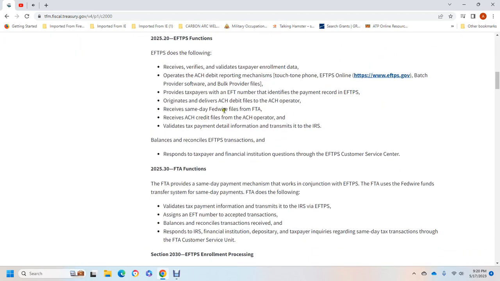application. It receives the automated clearinghouse credit file from the ACH, validates the tax payment, and the detailed information is transmitted to the IRS. It reconciles with the electronic federal tax payment system transactions, and records and responds to taxpayer and financial institution questions through the electronic federal tax payment system customer service center.